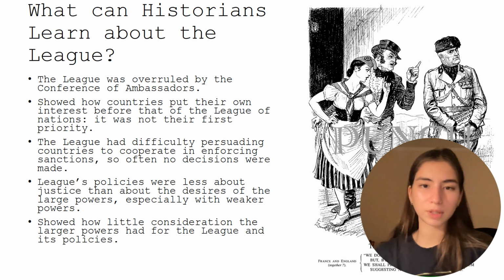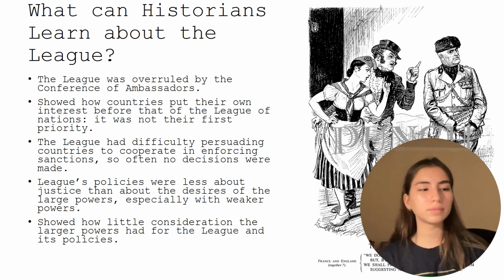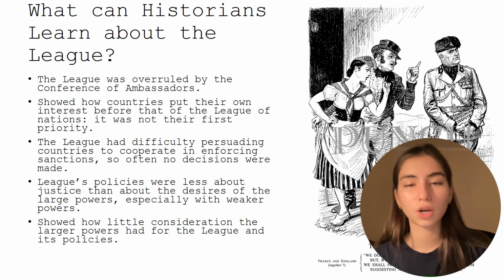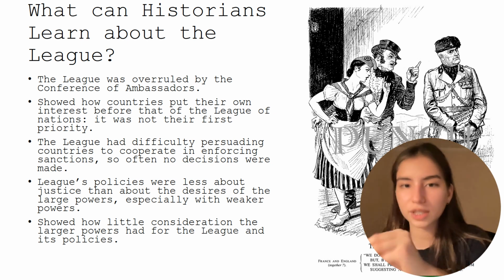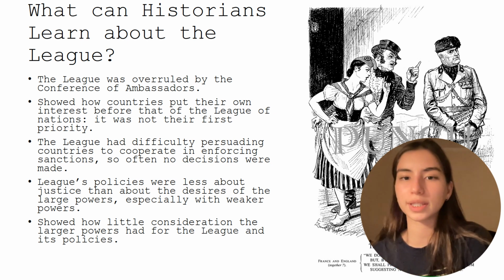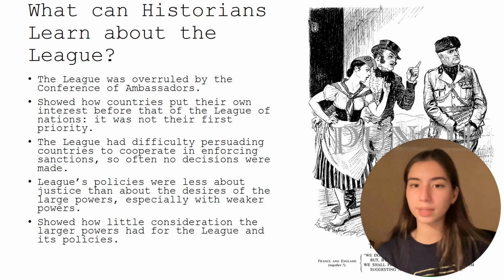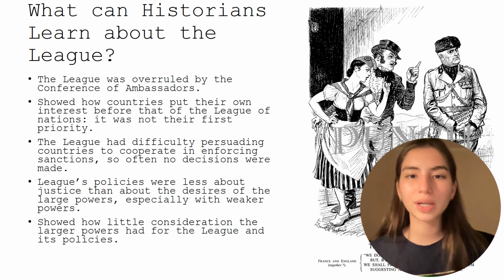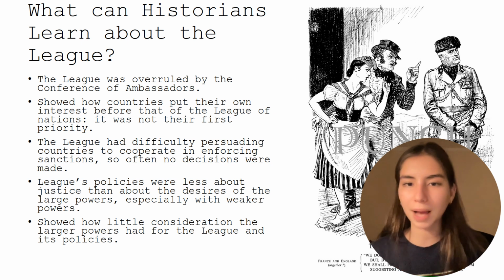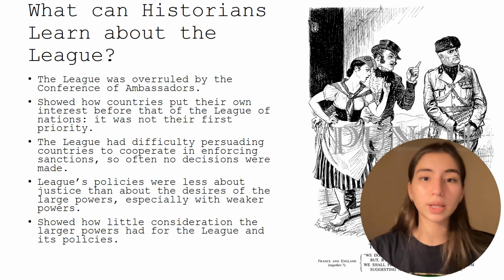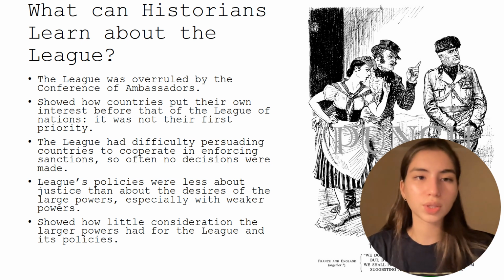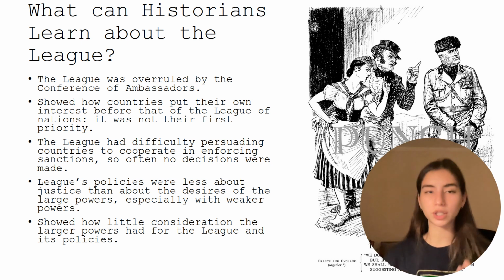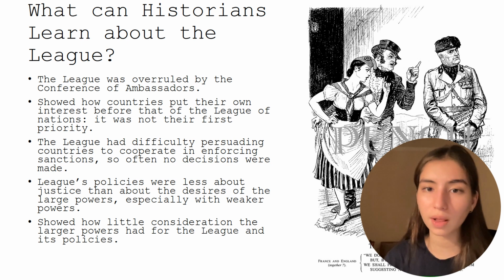The League, in fact, had tried to persuade the other countries to impose sanctions towards Italy, because this would have been what stopped Italy in the first place and made them leave. However, the countries weren't willing to do so, and the League was left essentially powerless. It was overruled by the Conference of Ambassadors, and this is important because Corfu shows how the countries put their own self-interest before that of the League of Nations as well.